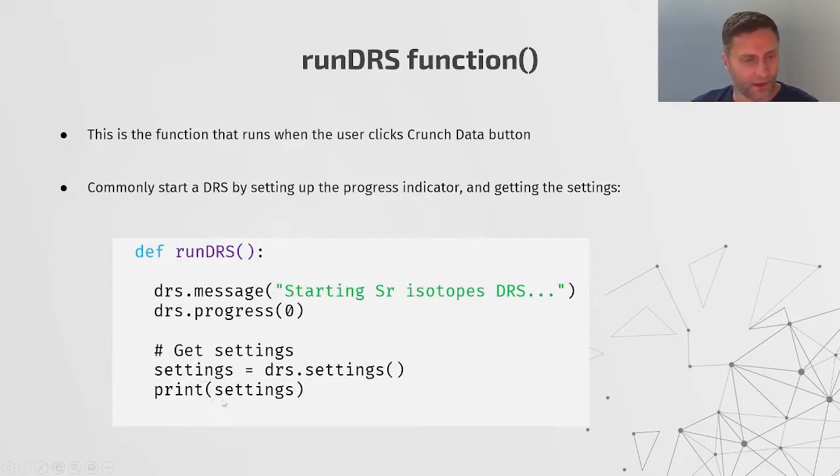And then I recommend printing out the settings every time the DRS starts, so you can see what values have been set when the DRS starts running. This can be really useful for problem solving and debugging. Now note that this is going to be printed out to the Python console. The user won't see it unless they have the Python console open.